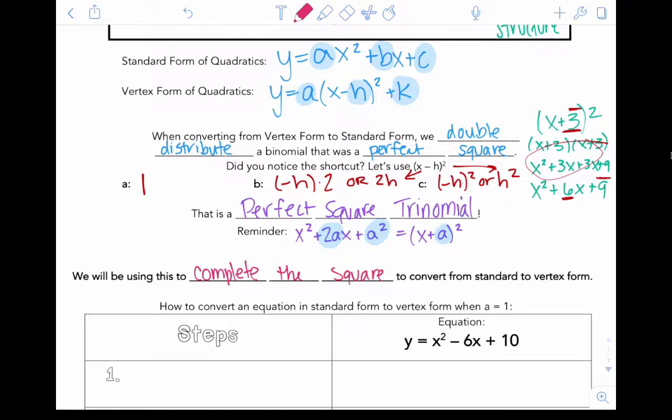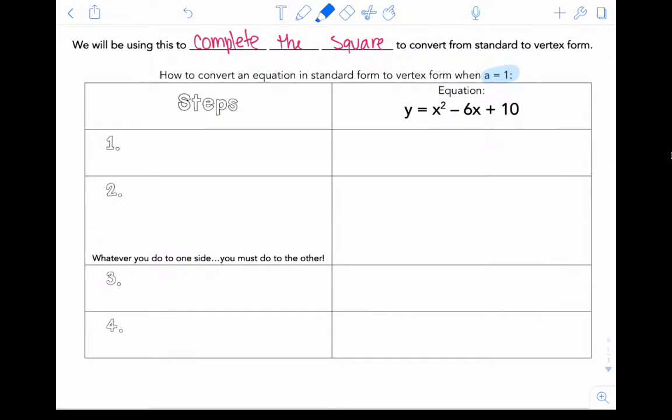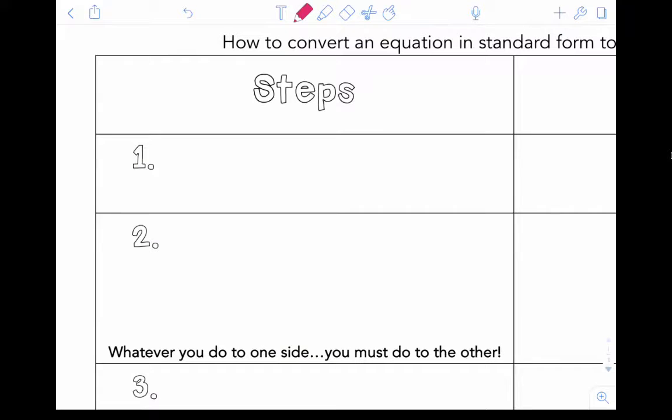So the first part of this is we're going to convert from standard to vertex form when a equals 1. So let's go ahead and go through the steps and work it out for this problem right here. So what I first need to notice is that this c value is not a perfect square. So right away, I know that this is not a perfect square trinomial. So my first step is going to be to move the c value.